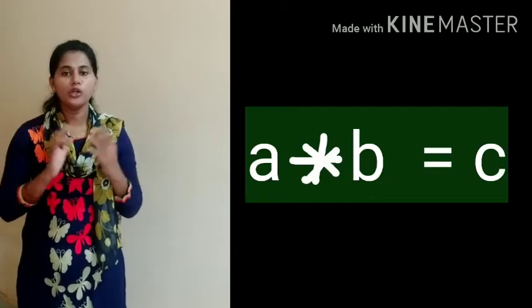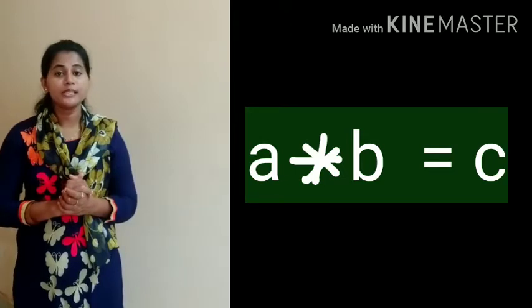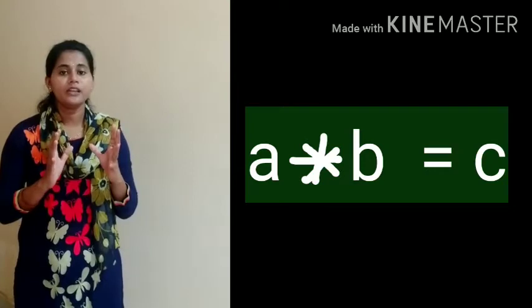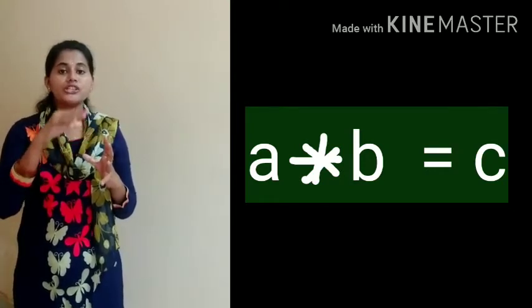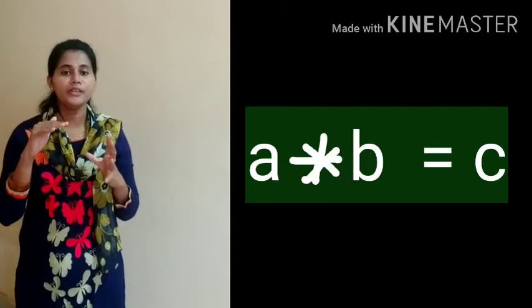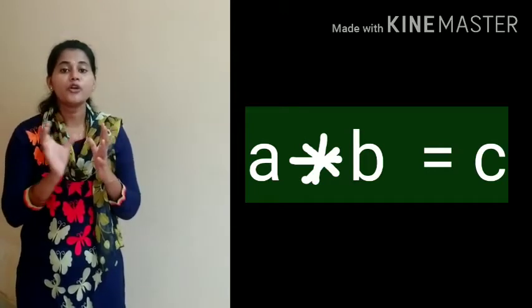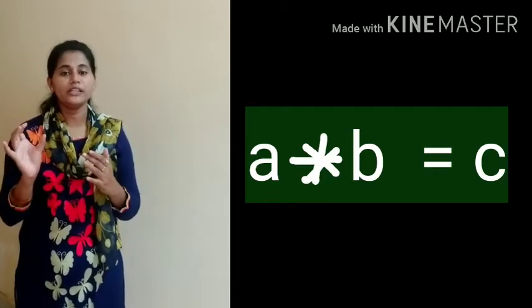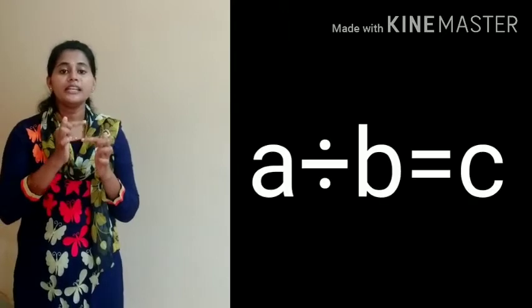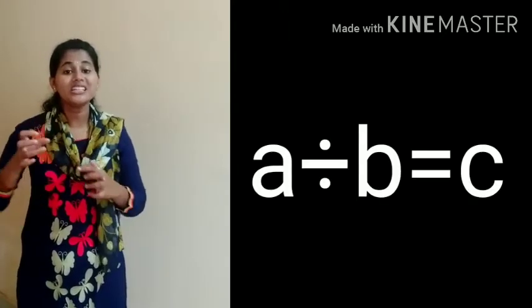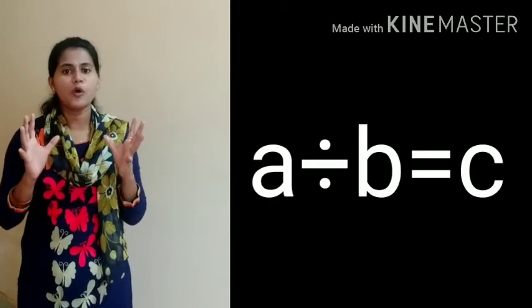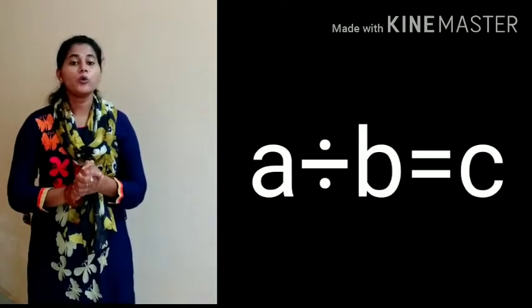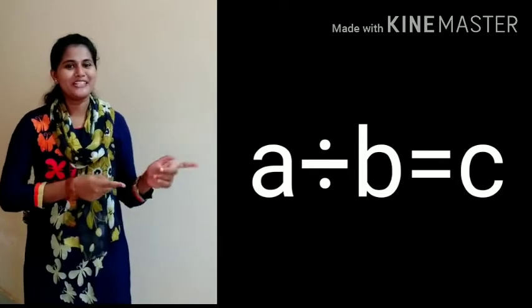A star B is equal to C. Right? What is A star B is equal to C? If A and B are any two integers of one set, and any mathematical operation is performed between A and B, it produces the members of that set only. If division is performed between those two integers, it produces what? Then only this property is satisfied. Otherwise, it is not satisfied.